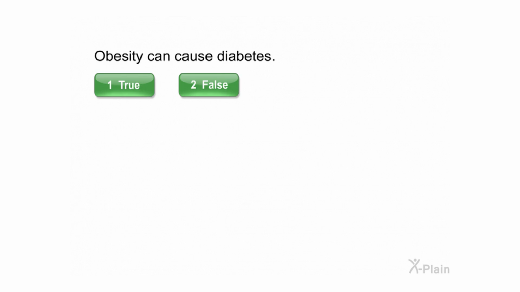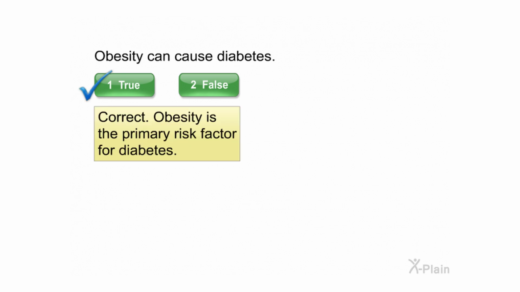Obesity can cause diabetes. Select true or false. Correct. Obesity is the primary risk factor for diabetes.